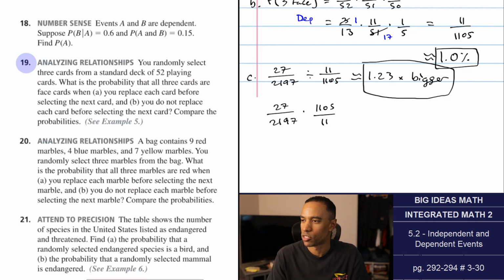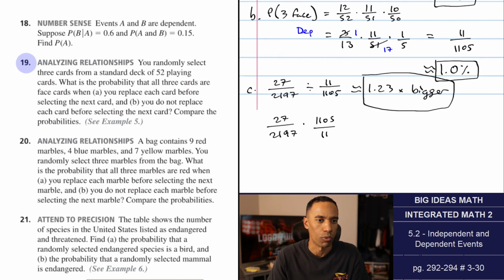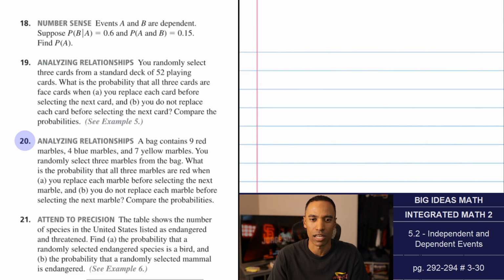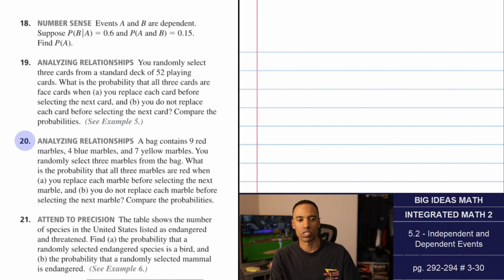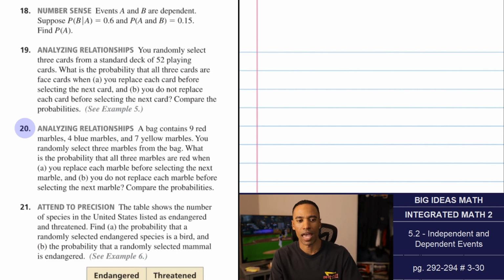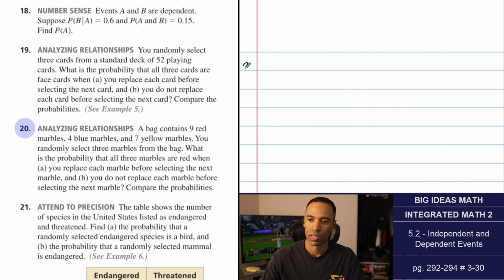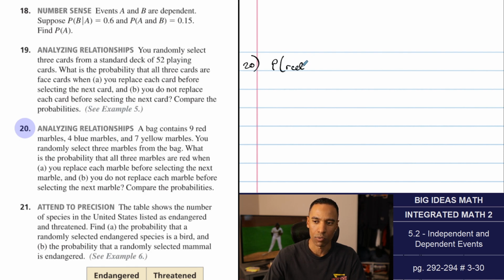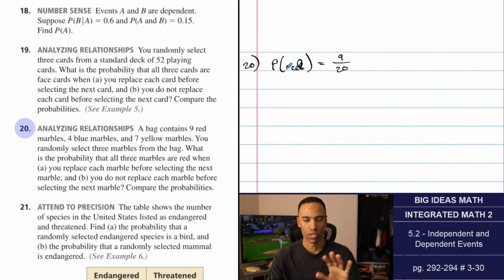Okay. Anyway, what number was this? 19? Let's go to number 20. A bag contains 9 red marbles, 4 blue marbles, and 7 yellow marbles. You randomly select 3 marbles from the bag. What's the probability all 3 marbles are red when you replace them, versus when you do not replace them? Same kind of idea. These are pretty close to what we were doing in the example sets if you saw the lecture portion. Probability of red to begin with: 9 red marbles out of a total of 9 plus 4 plus 7, that's 20 total marbles. That cannot reduce, so we'll leave it like that.